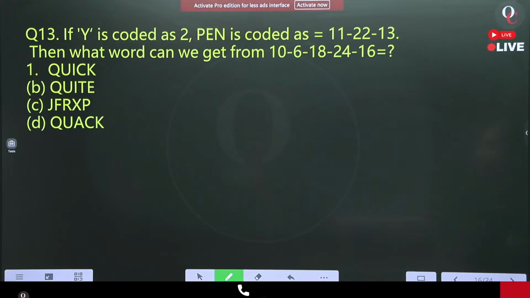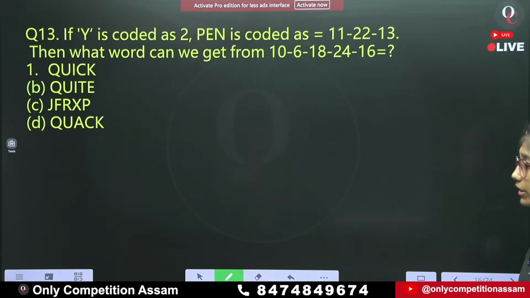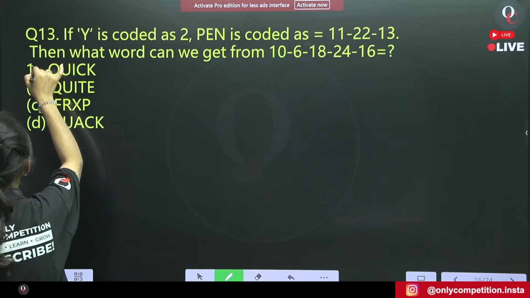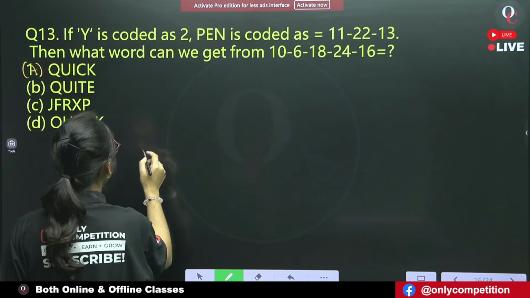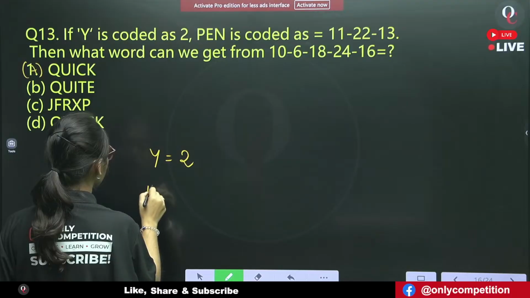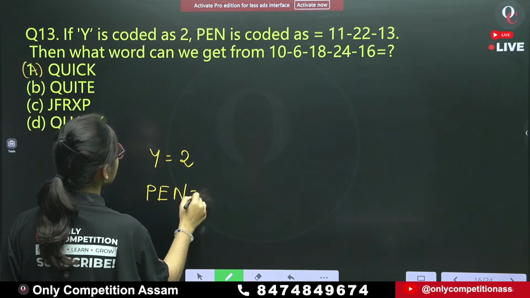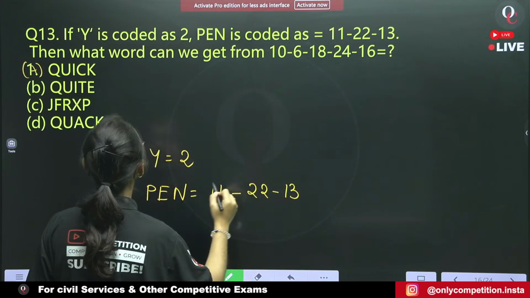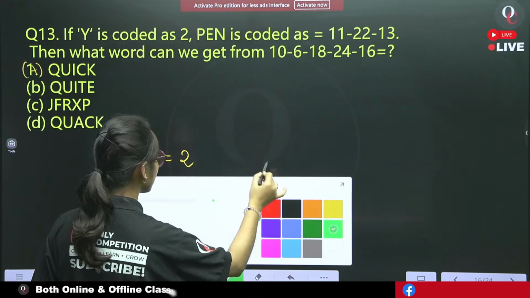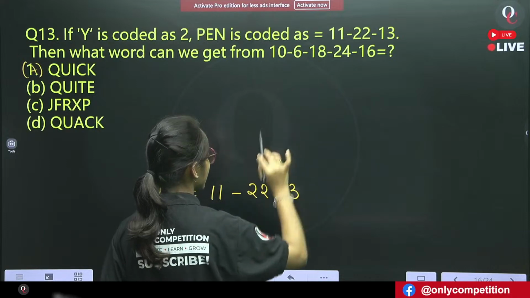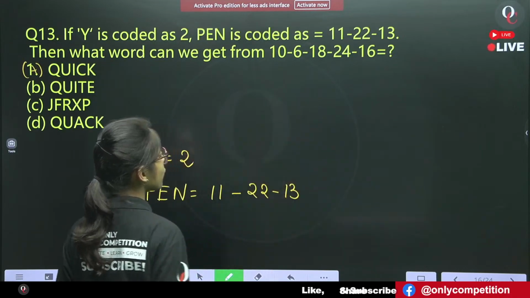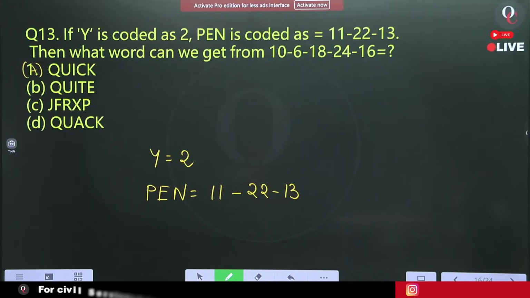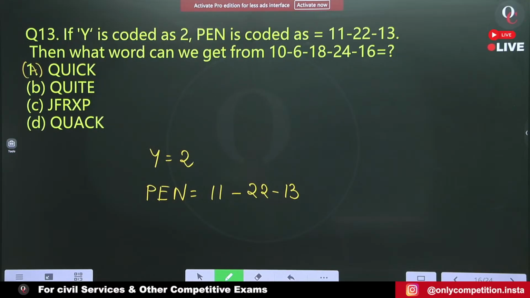Okay. So come to question number 13. Can you solve this particular question? Y is coded as 2. Pen is coded as 11, 22 and 13. Then we need to find the code for 10, 6, 18, 18, 24 and 16. Can you tell me what is the pattern?